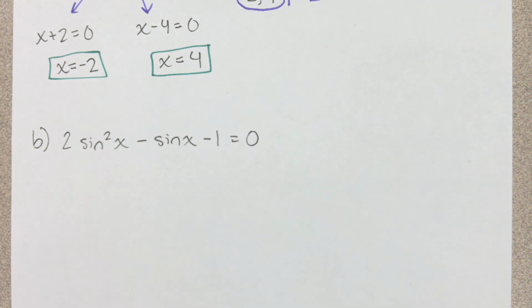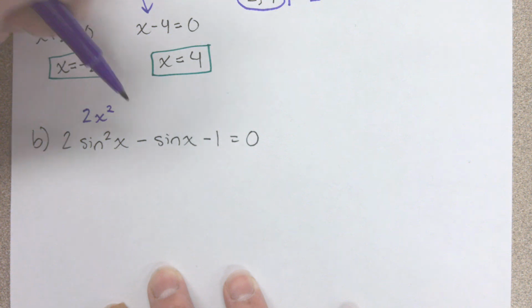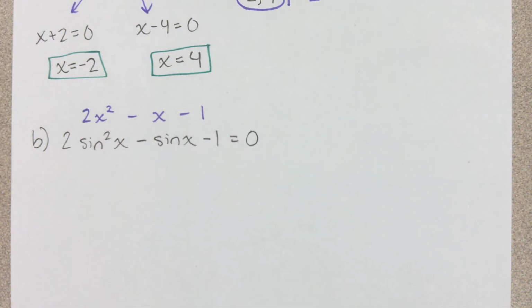Reminder, if you struggle to see the algebra that needs to be done, we can rewrite this with just x's so you can see what you need to do from there. So that would look like this: 2x squared minus x minus 1. If you need to see just the algebra, you're always welcome to do that. But I wouldn't recommend solving that fully. I recommend still solving with the sines so you don't forget about them later.